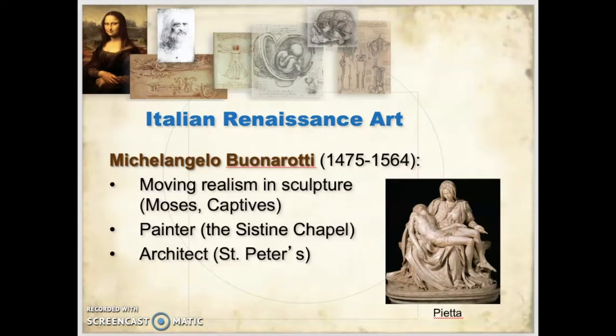Another great Italian Renaissance artist was Michelangelo Buonarroti. He was a sculptor, and his sculpture featured moving realism. For example, in that Pietà, as you see in the picture here. The Pietà in Italian means pity. Well, who are you pitying there? You see the Virgin Mary holding the body of the crucified Jesus Christ, her son.